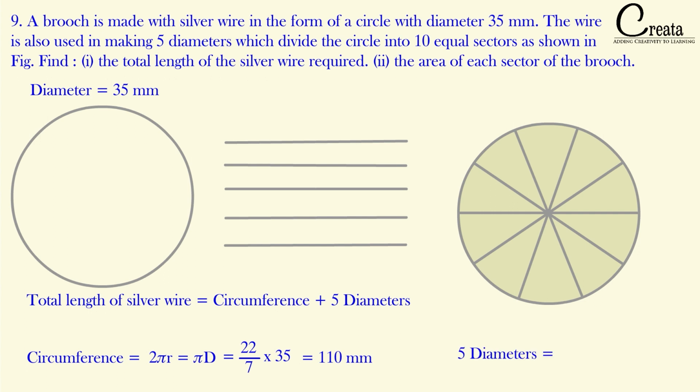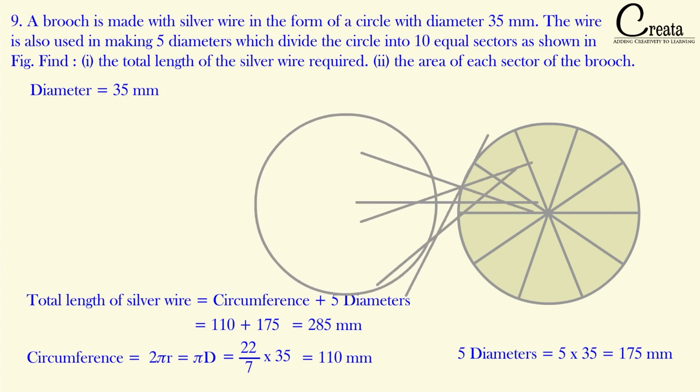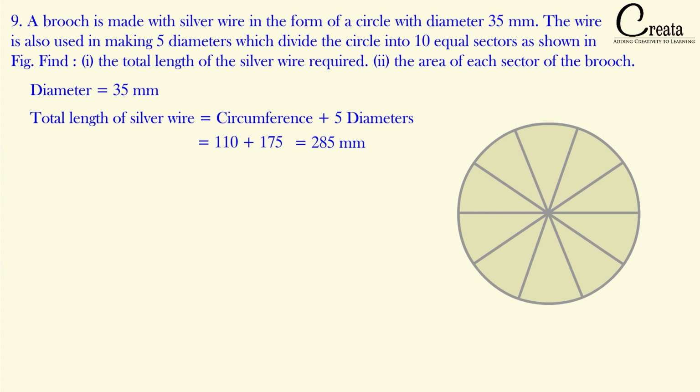Further, we are having 5 diameters, the length of silver wire in the 5 diameters, and each diameter is 35 mm long. So the total length of the diameters will be 5 into 35, that is 175. So the total length of silver wire is equal to the circumference of the circle plus length of 5 diameters, which is 110 plus 175, which is 285 mm. So the answer of the first part is 285 mm, that is the length of silver wire required to make this brooch. Further, in the second part, we have to find the area of each sector of the brooch.